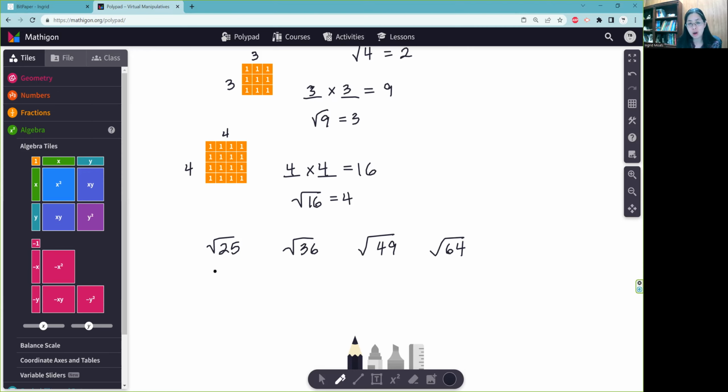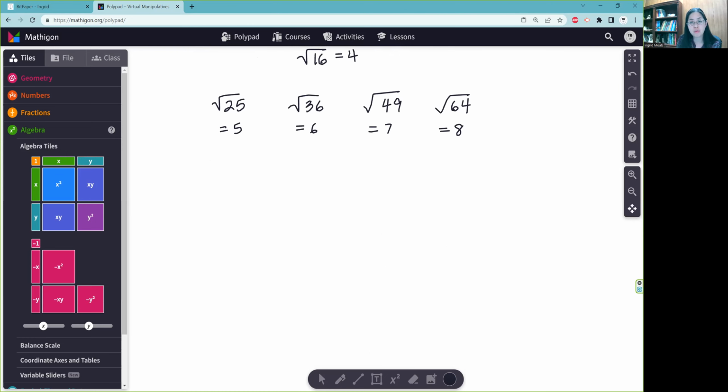Okay, so if you got square root of 25 is 5, square root of 36 is 6, square root of 49 is 7, and square root of 64 is 8, you are correct. Because 5 times 5 is 25, 6 times 6 is 36, 7 times 7 is 49, and 8 times 8 is 64.